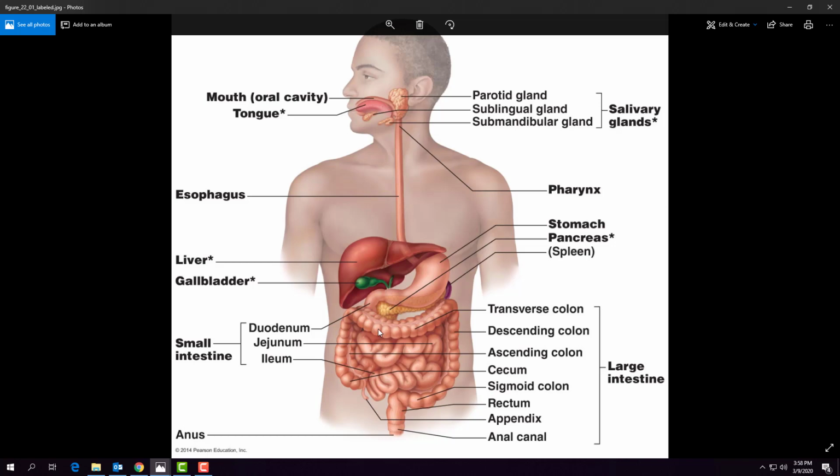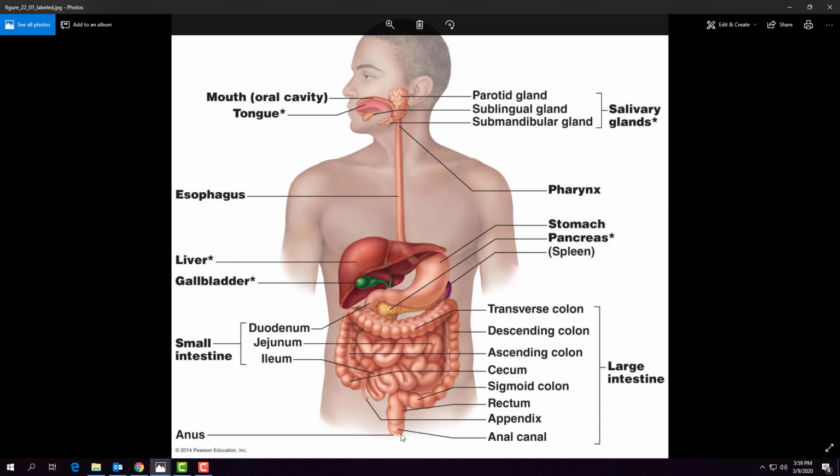Then the duodenum is going to curve around underneath the transverse colon and then become the jejunum. And then the jejunum will curve around and become the ileum. And then the ileum will connect to the large intestine right here at a pouch area called the cecum, where the appendix extends off. And then we have the ascending colon, the hepatic flexure, the transverse colon, the splenic flexure, the descending colon, the sigmoid colon, and the rectum, and the anal canal, and the opening is the anus.